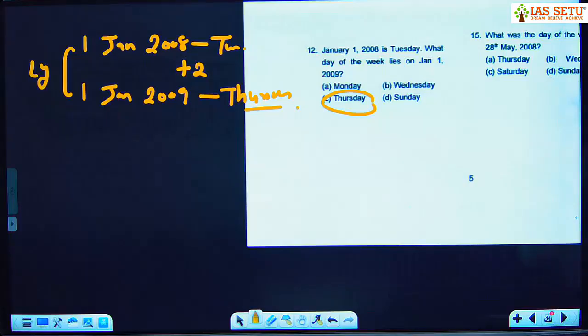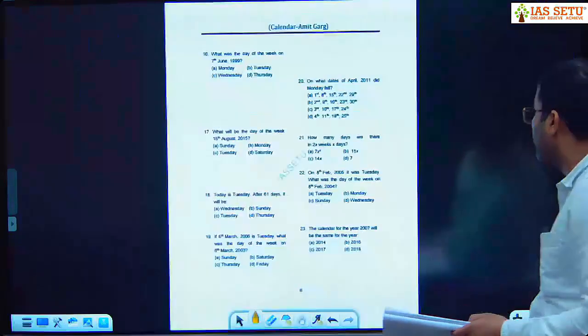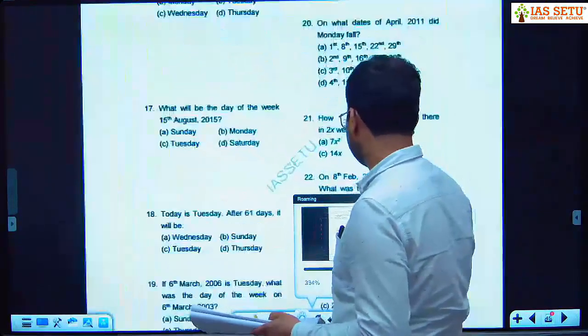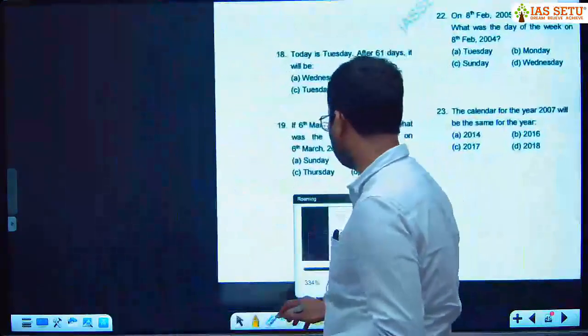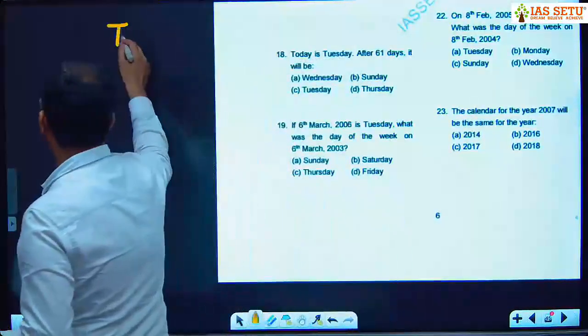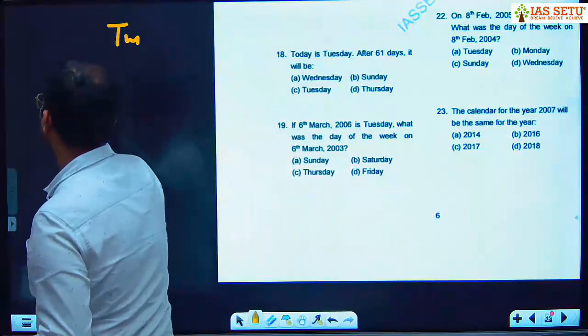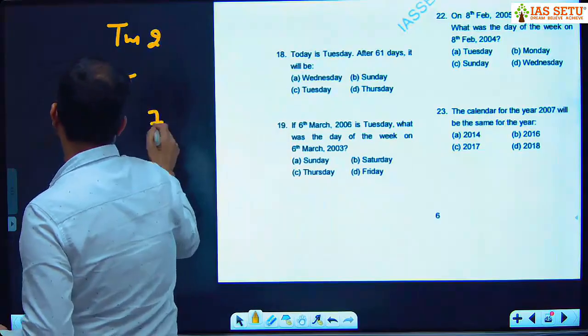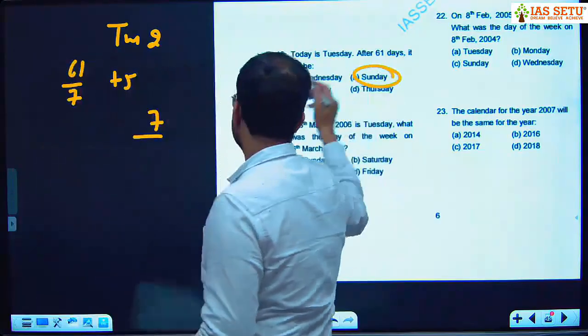Next question number 18. Today is Tuesday. After 61 days it will be? Take out the extra days in 61 days. 61 divided by 7, what is the remainder? 5. Tuesday is 2. 2 plus 5 is 7. The answer here is Sunday.